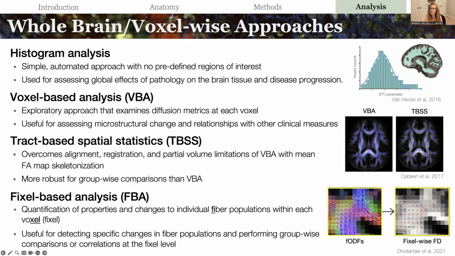And while it's efficient and provides a concise overview of tissue microstructure, it does lack spatial specificity, obviously, because it's whole brain, and may miss subtle regional variations.